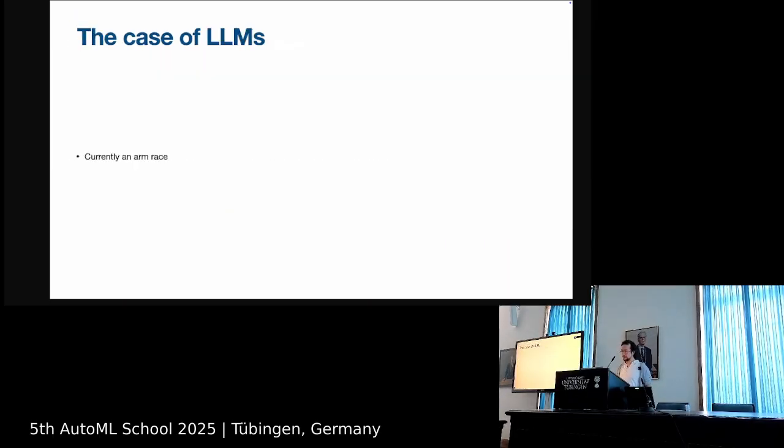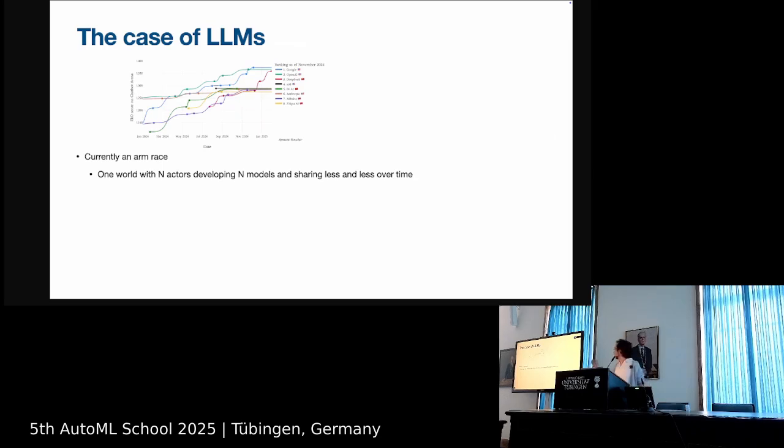And for LLMs, the current situation is really an arms race. We've got big tech companies competing, and you have a world where n actors develop n models completely independently, not sharing anything. That's a ranking on Chatbot Arena over time, and they are dominated by Google, OpenAI, and those kinds of companies.